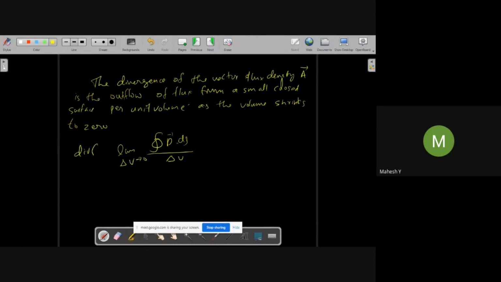That is nothing but the div of D. It is represented as div, divergence of D. Okay, div of D is this. This is in mathematical form. See, the divergence of the vector flux density A is the outflow of the flux, that is closed integral D dot dS, of a small closed surface.